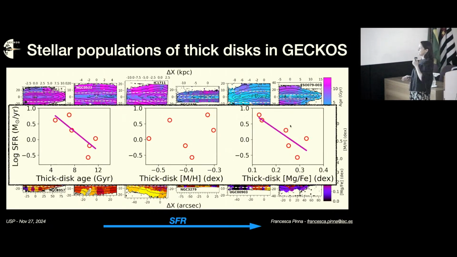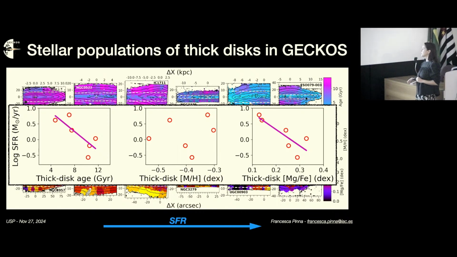So we can also summarize this in this kind of plot. This is just the thick disk properties. From left to right, we have age, metallicity, magnesium over iron as a function of the star formation rate. So we have the more quiescent galaxies in the bottom region of the plots, and in the top region the most star-forming galaxies. For the metallicity, we don't find any clear trend. We find just scattered points.